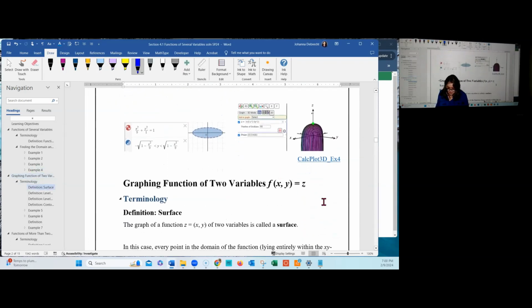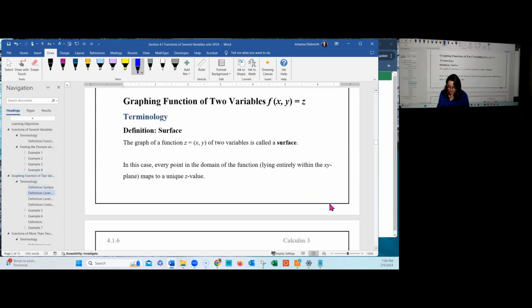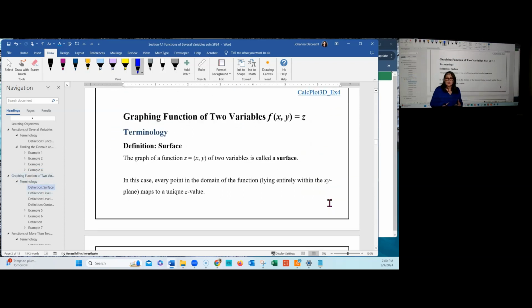Let's go ahead and talk about some more terminology. When we graph a function of two variables, as you can see from the CalcPlot 3D examples, what we end up with is a surface in three-dimensional space. A function z of x and y gives us a surface. Every point that's in the domain of the function lies entirely within the xy plane and maps to a unique z value, and that makes it a function.